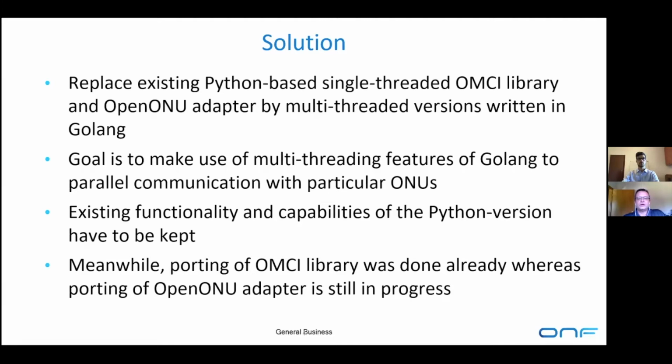That means one way out of this problem could be to replace the existing Python-based single-threaded OMCI library and OpenONU adapter by multi-threaded versions written in Go language. The goal is to make use of the multi-threading features of Golang to parallelize communication with the particular ONUs. The existing functionality and capabilities of the Python version have to be kept. In the meanwhile, the porting of the OMCI library was done already, whereas the porting of the OpenONU adapter is still in progress.